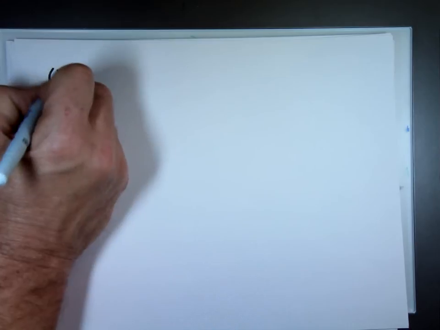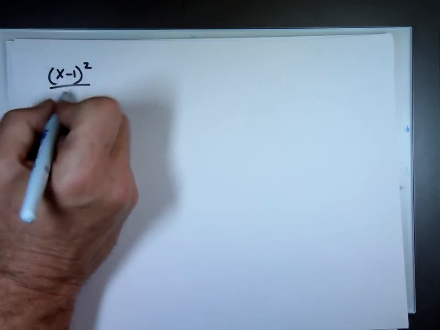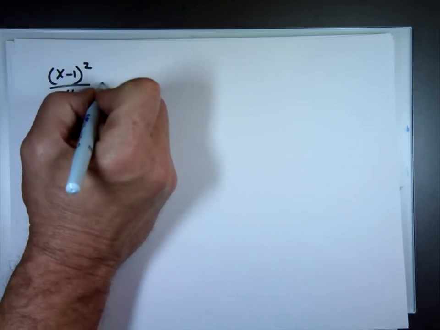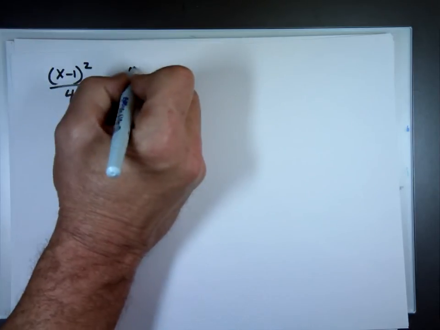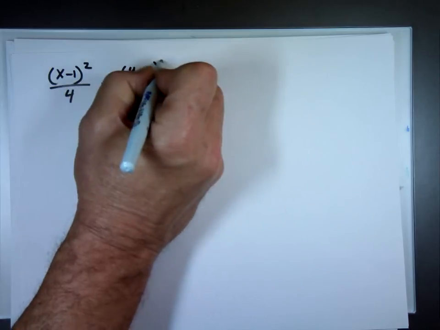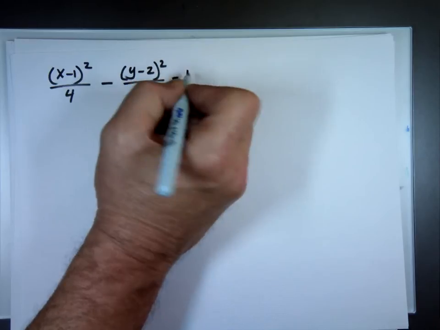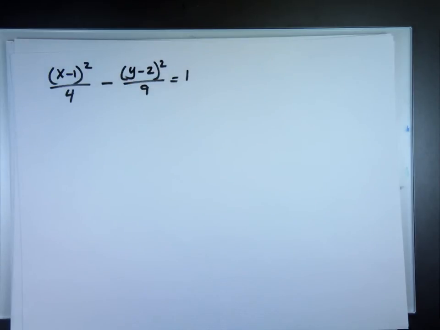Let me try another one. x minus 1 squared over 4 minus y minus 2 squared over 9 equals 1. Hyperbola, you're right.